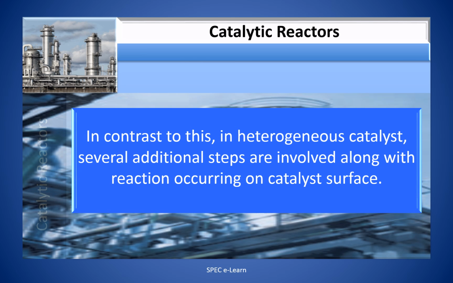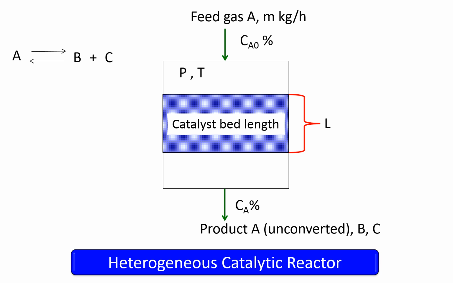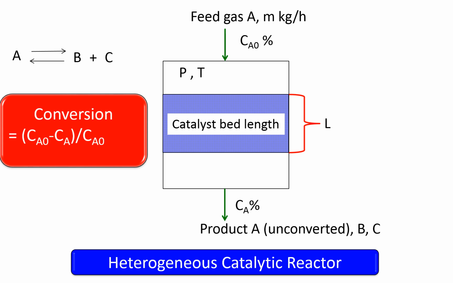In contrast to this, in heterogeneous catalysts, several additional steps are involved along with the reaction occurring on the catalyst surface. Shown in this figure is a heterogeneous fixed bed reactor of length L. The feed enters the top at a concentration of Ca0 and products leave the bottom with the reactant concentration of Ca. Since the reaction shown is reversible, the conversion is limited by equilibrium.